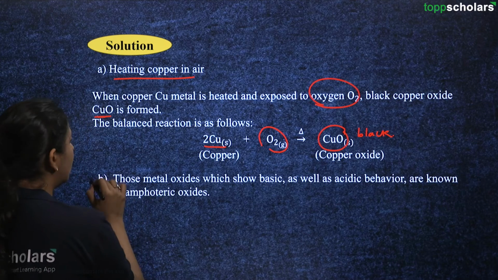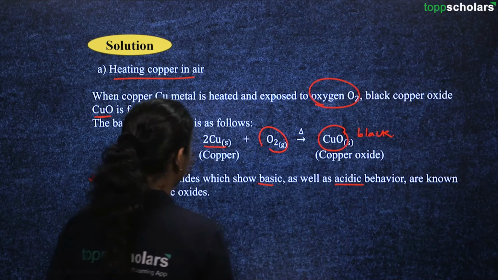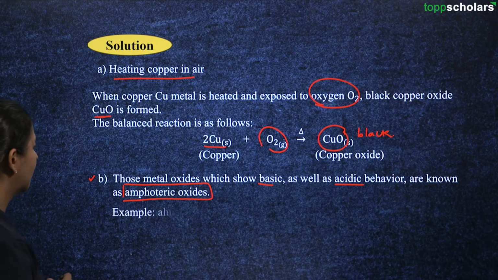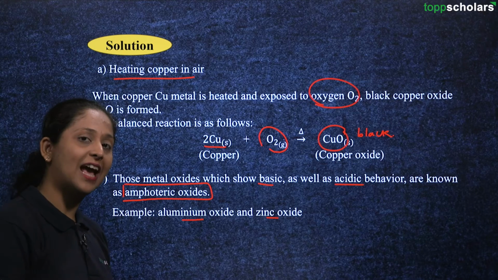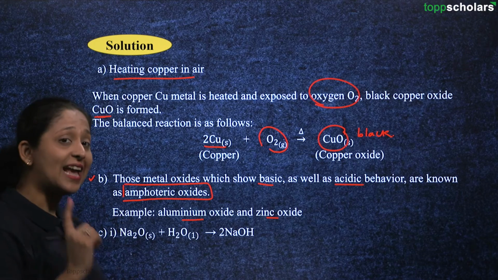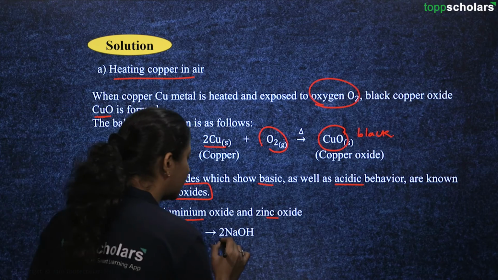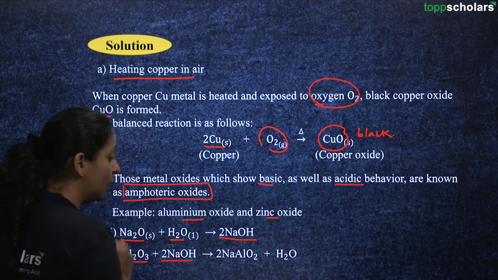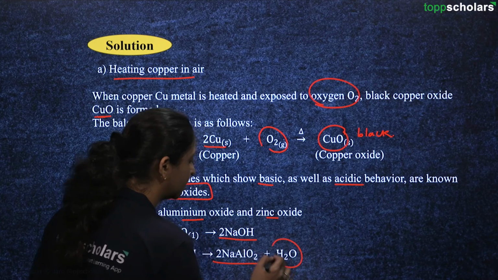Then, those metal oxides which show basic as well as acidic behavior are known as amphoteric oxides. Correct? So, examples are aluminium oxide and zinc oxide. Both of these can be considered amphoteric in nature. Then you have to complete the reactions which are given. So, sodium oxide reacts with water, giving you sodium hydroxide. The other equation is aluminium oxide reacting with sodium hydroxide, giving you 2NaAlO2 along with water.